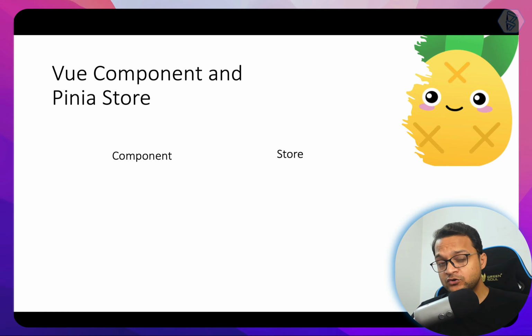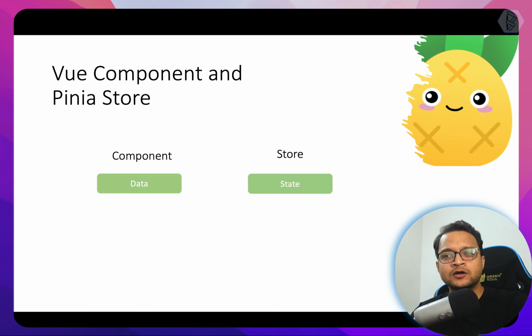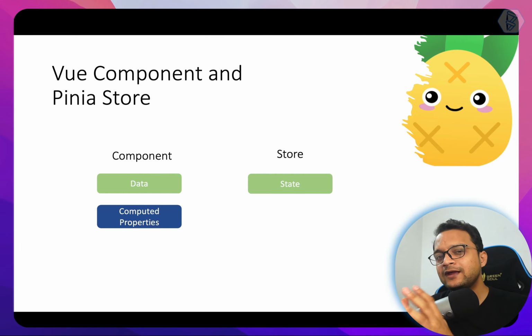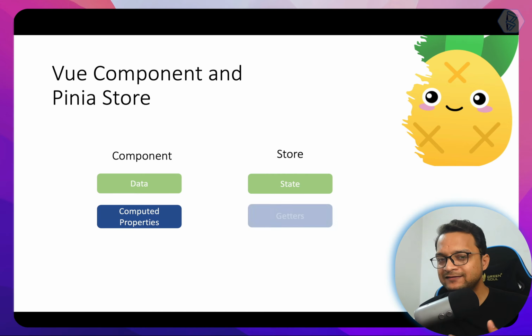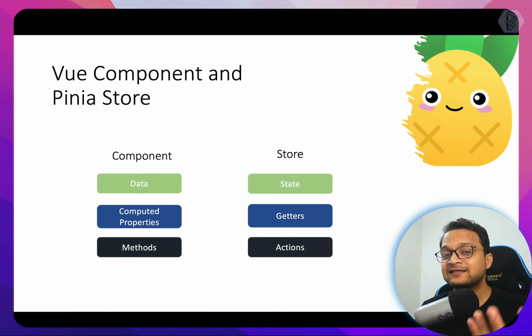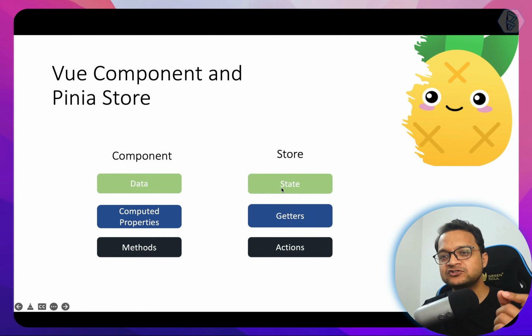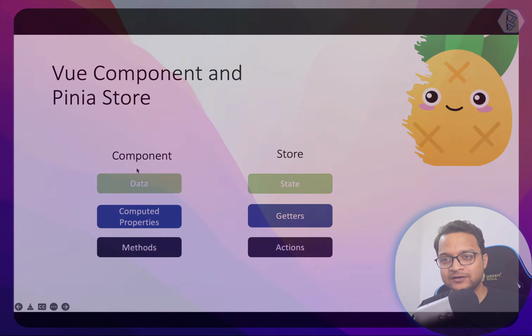As I have already told you, the data in a component will be similar to the state in a store. Similar to the computed property you create inside the component will be the getters in a store. And think about the methods of a component as the actions in a store. So these three terminologies you need to understand, and these are nothing but a modified or fancy name for the other things which we call inside the component.